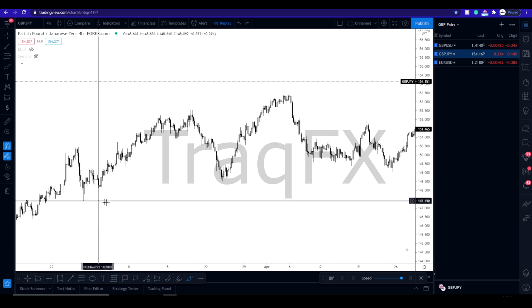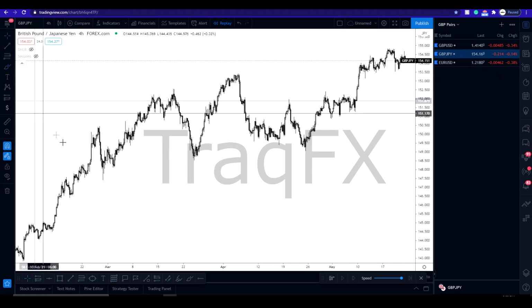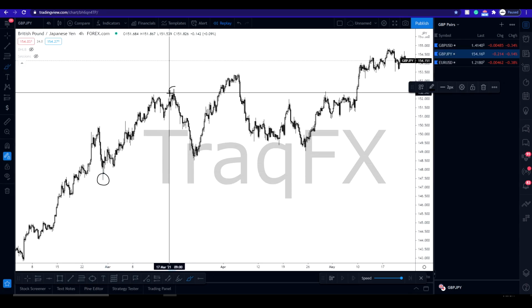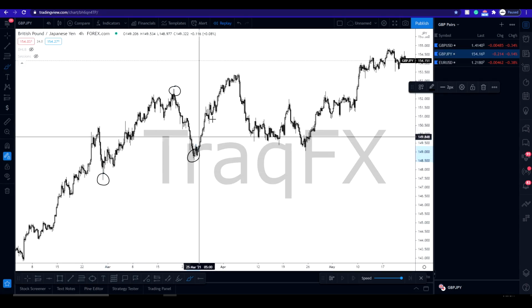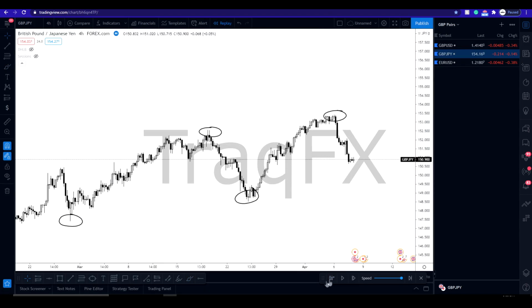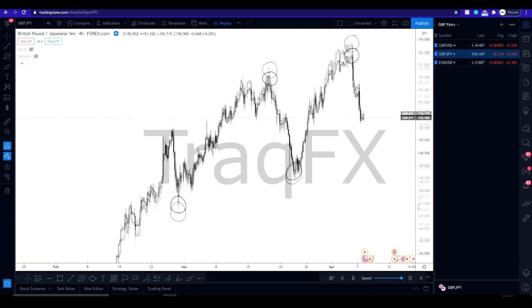Now let me mark up my swing points, higher highs and higher lows, to see what the overall movement is like. So we have a swing point low right here, we have a swing point high, swing point low, and a swing point high. Let me just go back into replay mode right over here. So boom. Now, we have those swing point lows, swing point highs.